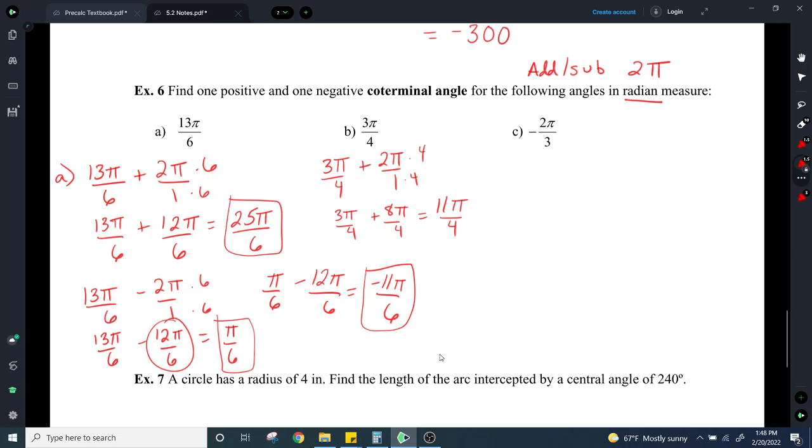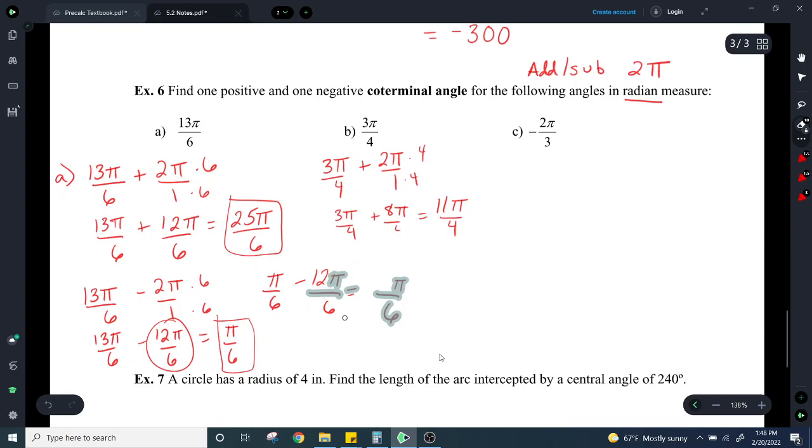Let's subtract, here let me make a little bit of space here. Let's subtract 2 pi to get another angle, and let's see what happens. Let's get rid of all this for a minute.